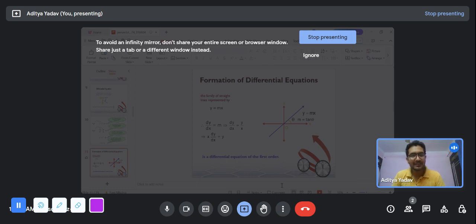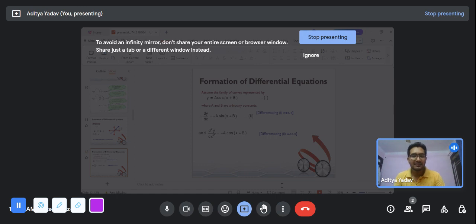Here m is an arbitrary constant. So first, we take the derivative of y with respect to x, and we get the value of m in the form of the derivative dy by dx. We put the value of m in the equation y is equal to mx, and now we have a first order differential equation.